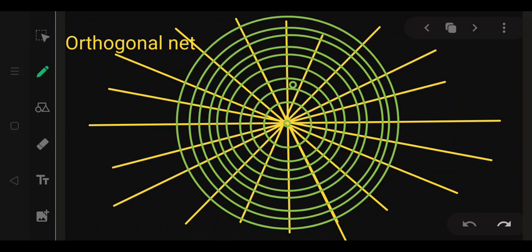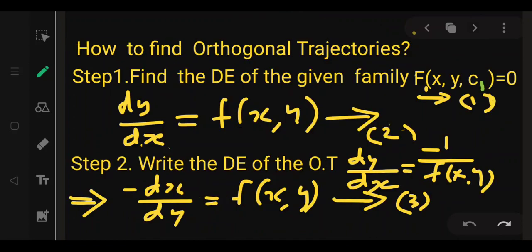Okay, here we have two families of curves. First family is the family of concentric circles centered at the origin, and second family is the family of straight lines passing through the origin. From the figure it is very clear that each of the two families are intersecting at right angles, hence they will form an orthogonal net. Okay, now how to find the orthogonal trajectory?